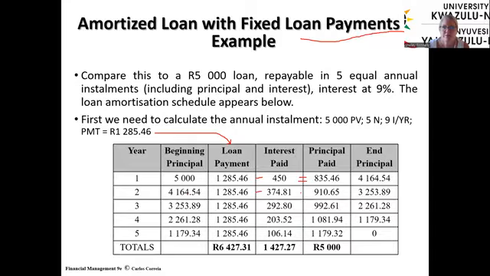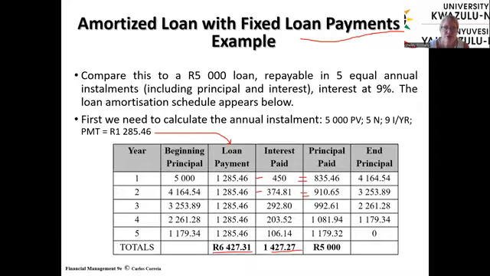Therefore, the difference must be your principal that you've paid, or your capital, and you take that off your opening principal to get your closing principal, and so on. And in that way, by the end, you've paid off the loan. You've paid back your principal in total of 5,000. The interest that you've paid in total is 1,427, and your total payments on the loan are 6,427.31.